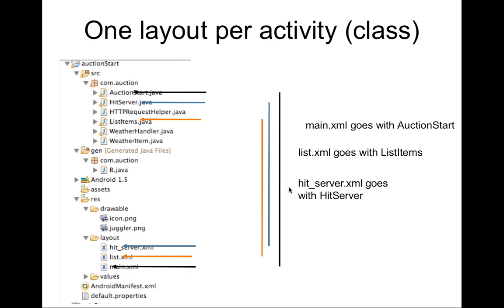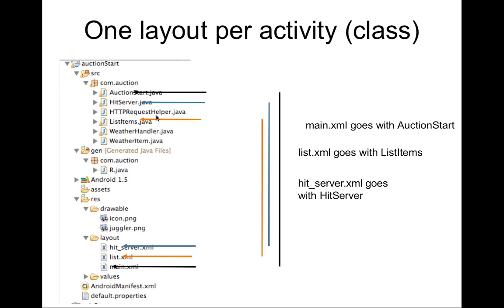So here's one layout per activity class. Can't emphasize the point enough. Here it is again, with a simple example where we've got a main XML that goes with an activity startup here, and we've got list XML that goes with list. Here's a list items class. And then we've got a hit server XML that goes with a hit server class, and the XML files are down here obviously, and each one of them is going with each one of the classes.